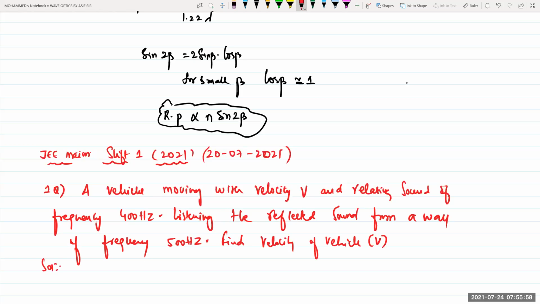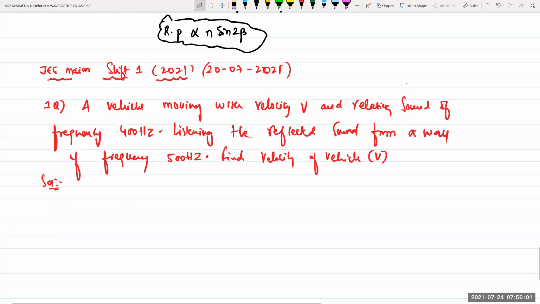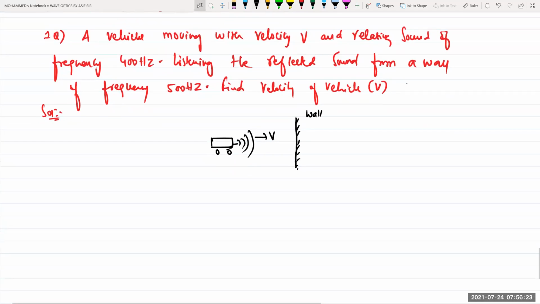This is the question. So we got a vehicle which is moving with a velocity of V. So this is your wall. This is acting as a reflector. This vehicle is producing sound and is moving in the front direction with velocity V. So frequency received by the wall will be equal to how much? Frequency received by wall.